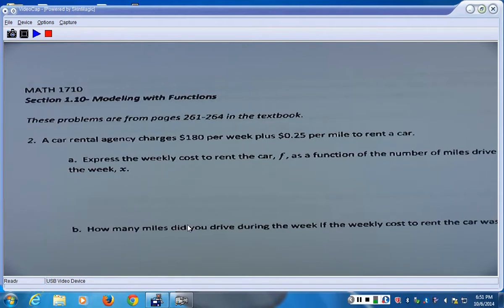Okay, good. All right. So these are some problems from the textbook. Modeling and functions, Section 1.10. You're going to have a couple problems like these on the test. There's only a couple problems. So you just have to be able to work problems similar to these.